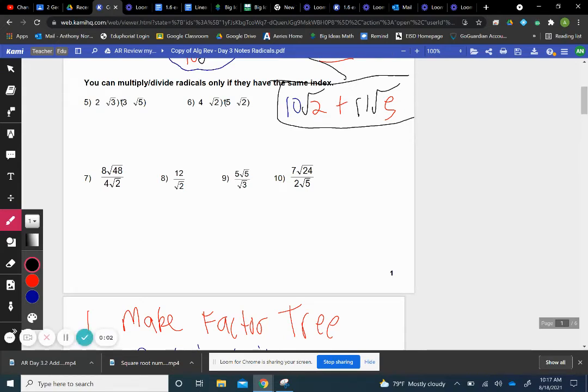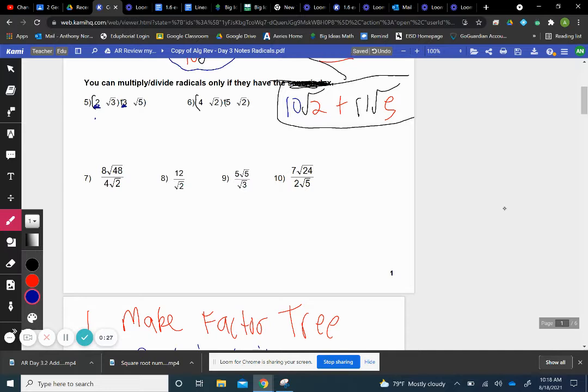Now we're going to multiply and divide the radicals. Don't worry about the same index part. That's for a later day. If you're having trouble reading this, there's supposed to be parentheses around both pieces, so we're multiplying. When we multiply radicals, you multiply the normal number by the normal number.